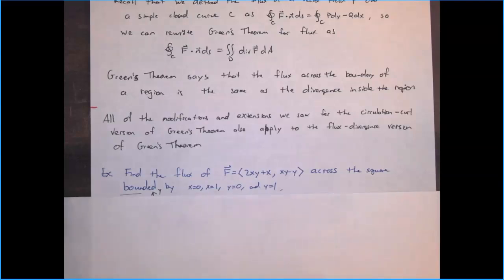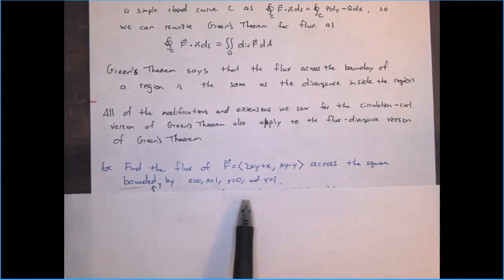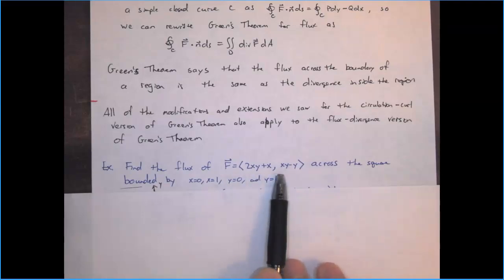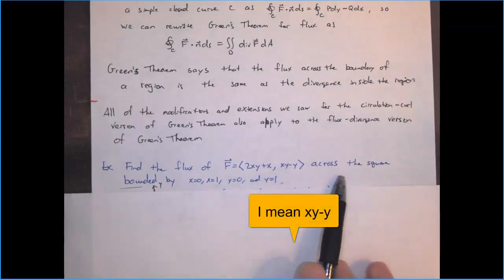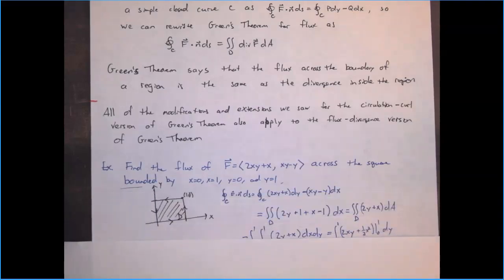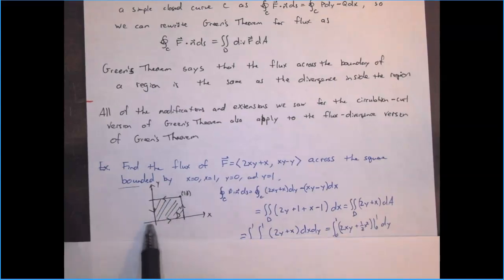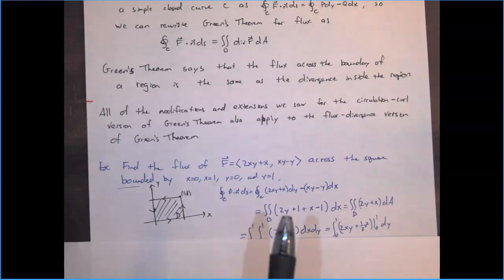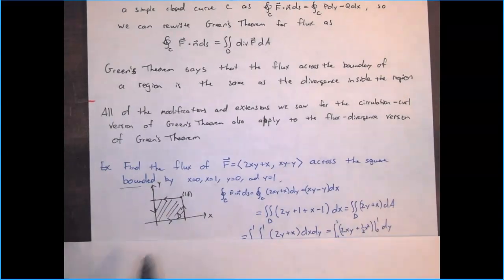So there's just a quick example. Find the flux of this vector field, 2xy plus x, xy minus x, across the square bounded by x equals 0, x equals 1, y equals 0, and y equals 1. So what does this look like? Here's the square. Looks like a rectangle, but you all know I can't draw by now. We're traversing it counterclockwise because when we introduced the idea of flux, we always said that we had to have a counterclockwise orientation to our closed curve anyway.